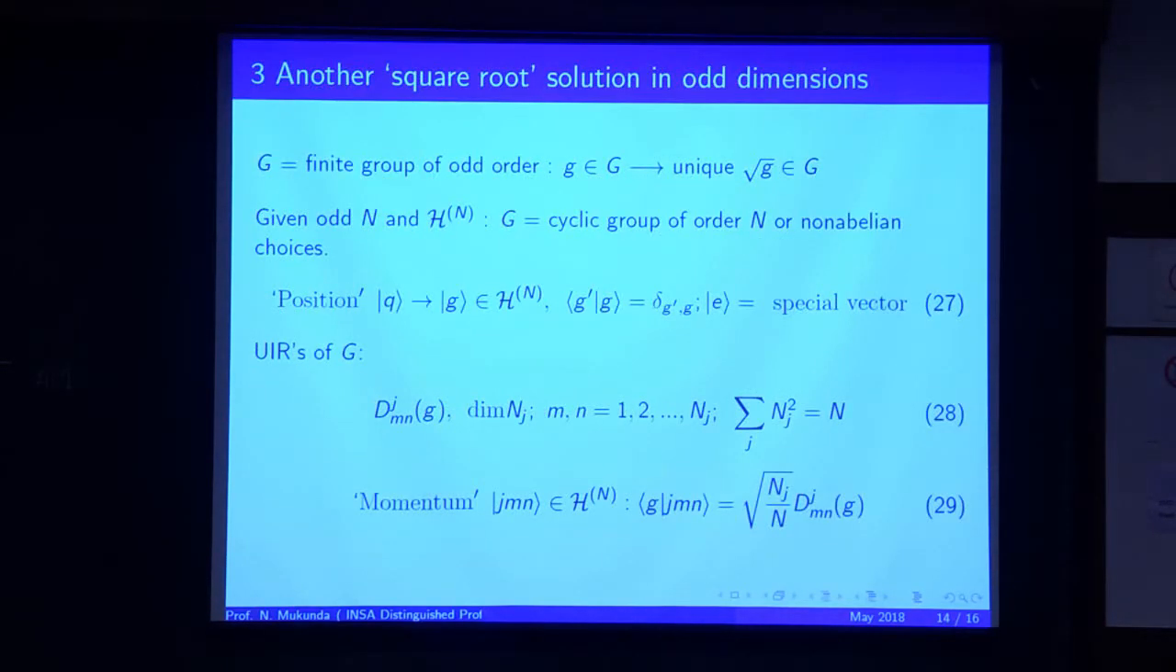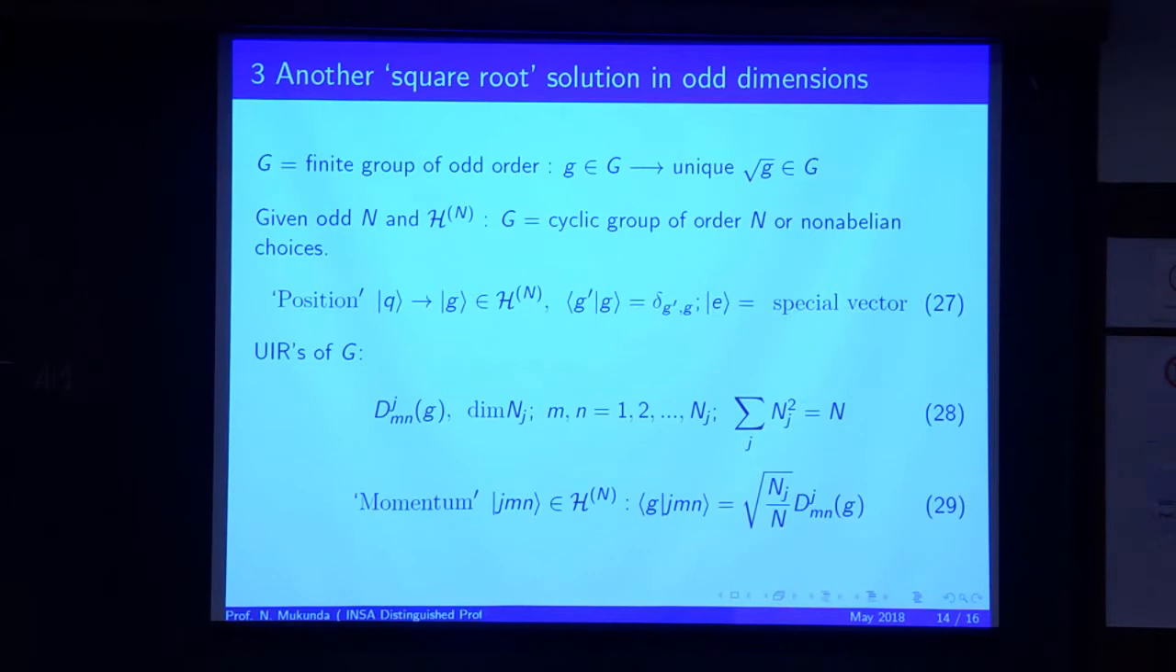Now I come to another square root idea in the odd dimension case, odd dimensions only. This is based on a very nice group theoretical result. The result is that if capital G is a finite group of odd order, every element of the group has a unique square root element. This is something which is probably not that well known. I learned it from Chaturvedi while working on this problem, but this is not true for groups of even order. For example, it is not true for any permutation group, because permutation groups are all of even order.